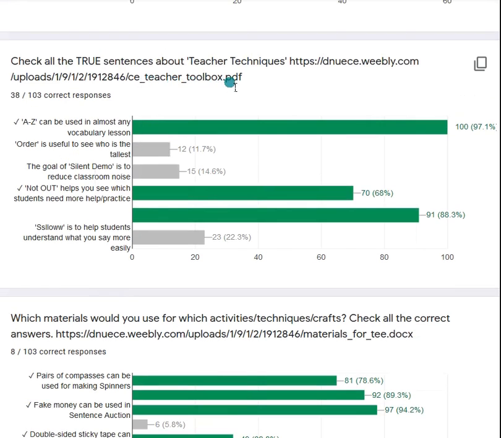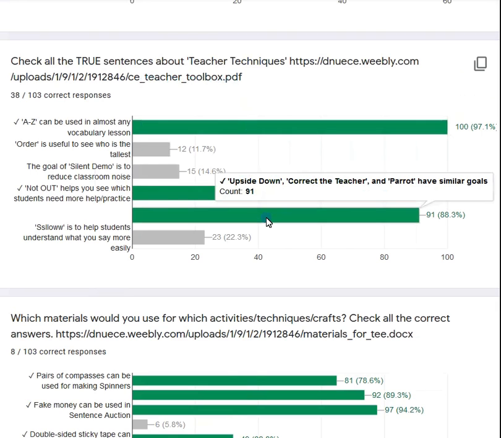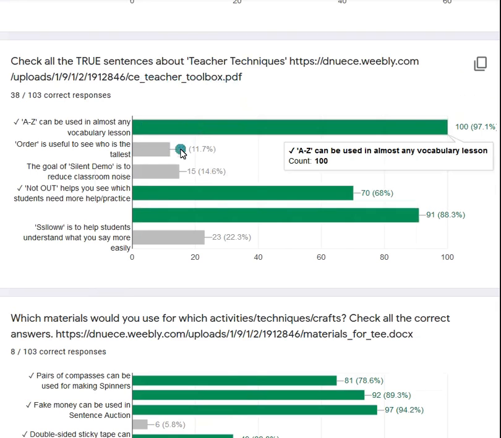Check all the true sentences. Now, again, most of you got these as correct, right? The ones that are, well, let's go over these. A to Z can be used in almost any vocabulary lesson. Yeah, it was one of the techniques. And you can use it anytime as a way to use the first letter to review words in a group.